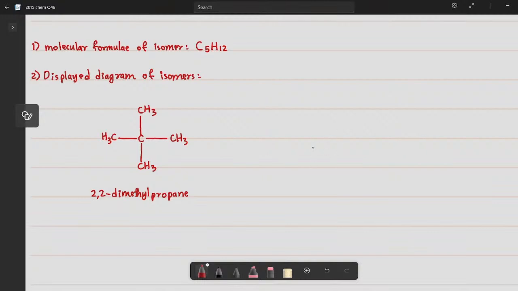And now the second structure that we have, the isomer, is pentane. So this is the displayed diagram, and so the structure is pentane. So now we've drawn the displayed diagrams of these two isomers.